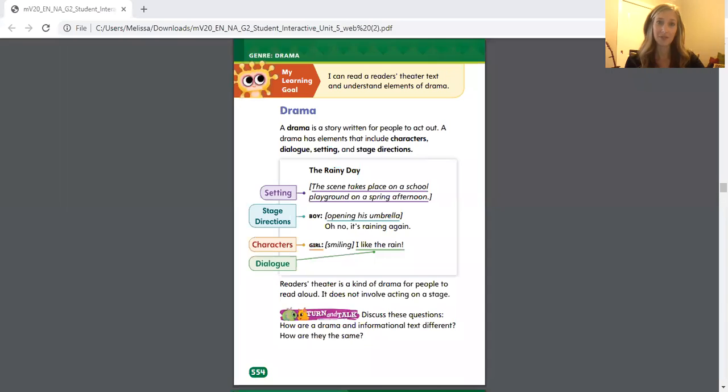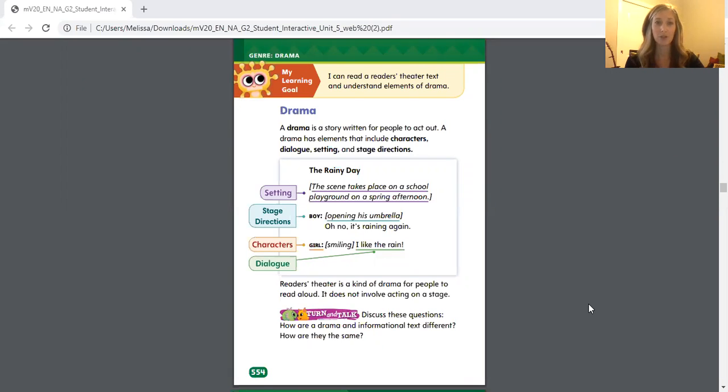Today we're going to take a look at our anchor chart and start talking about what a drama is. We'll preview some vocabulary, then you'll actually get a chance to read the drama. Then you will work on your developing your vocabulary page and check for understanding so we can practice some comprehension skills. We are going to start today on page 554. Please open up your Student Interactive.